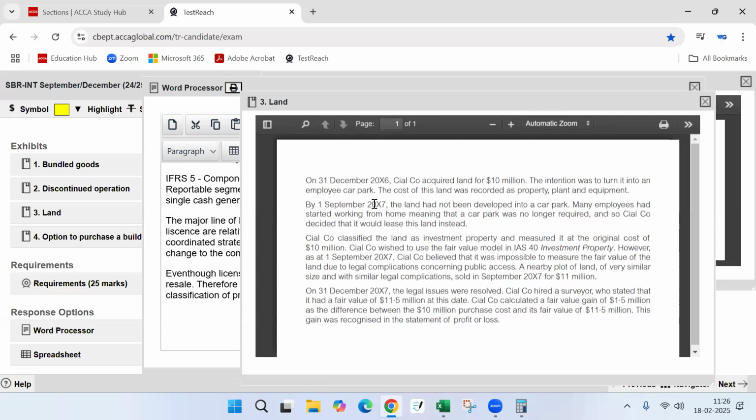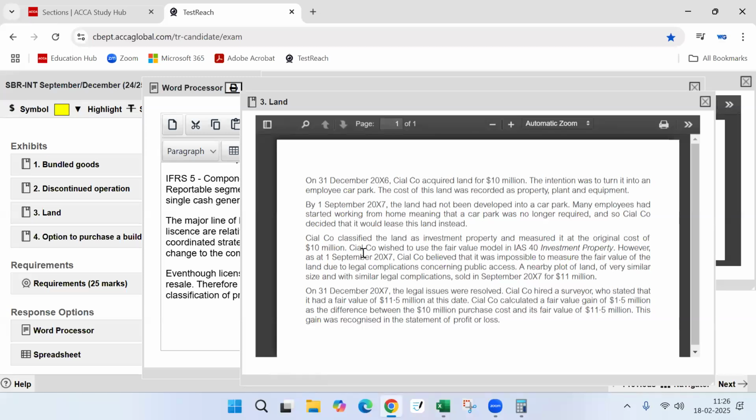By 1st September 20X7, the land had developed into a car park. Many employees had started working from home, meaning that the car park was no longer required. So CL decided that it would lease the land instead. CL classified the land as an investment property and measured it at the original cost of 10 million. CL wished to use the fair value model.